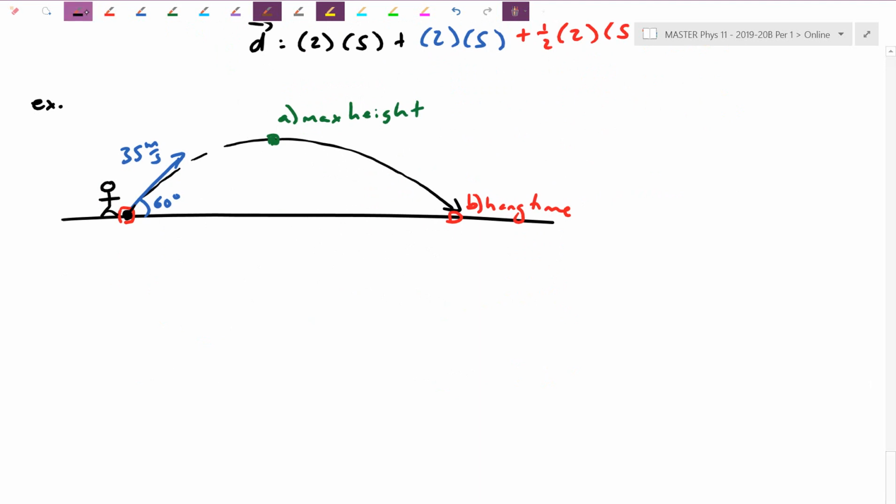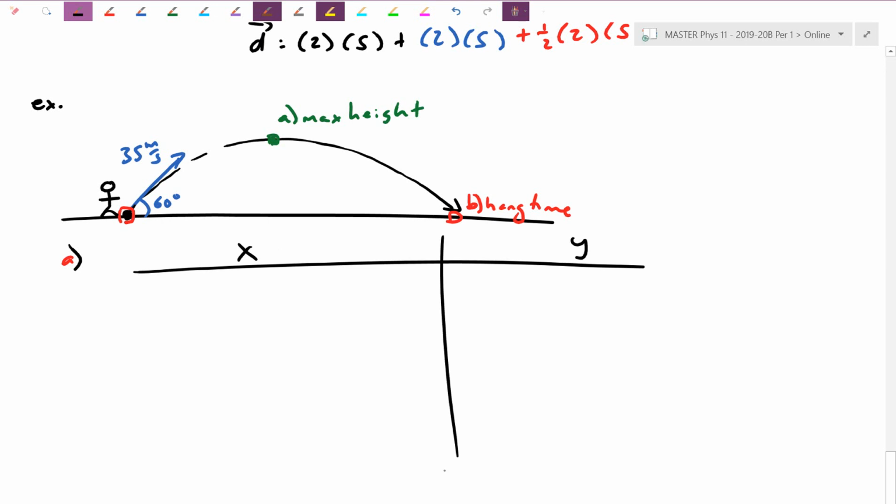Because this is a two-dimensional problem, we're going to separate our columns. Here's our x column, here's our y column. For the first part of the motion, because we're dealing with max height, it's important to use my down. We're going to take this velocity. Unfortunately, because this is a diagonal, we need to break this down to the x part and the y part.